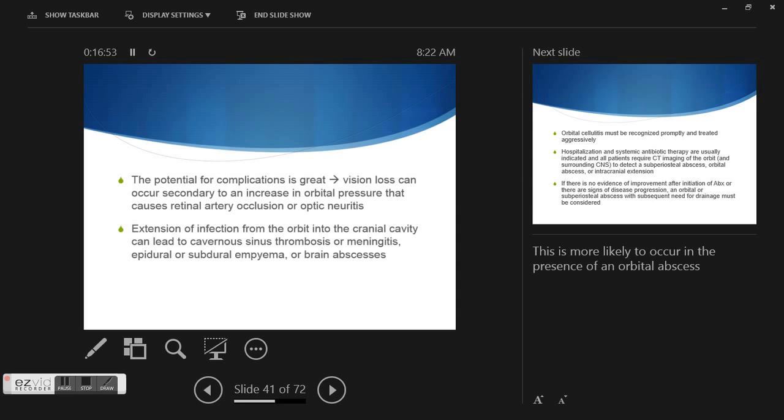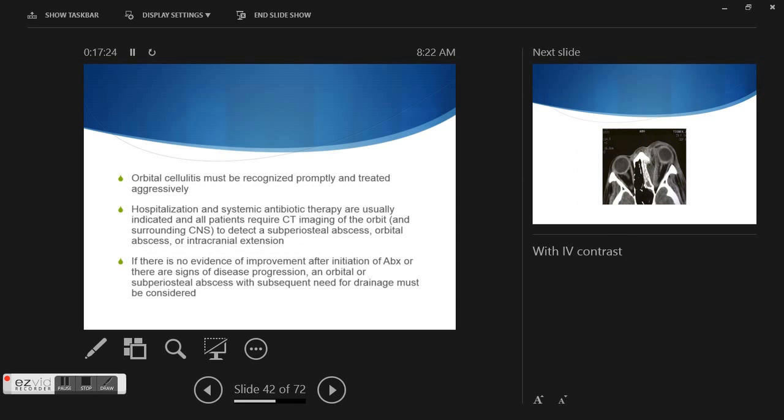So the potential for complications with orbital cellulitis is great. Vision loss can occur secondary to an increase in orbital pressure that causes retinal artery occlusion or optic neuritis. An extension of infection from the orbit into the cranial cavity can lead to cavernous sinus thrombosis or meningitis, as well as epidural or subdural empyema or brain abscesses. And a brain abscess is more likely to occur in the presence of an actual orbital abscess.